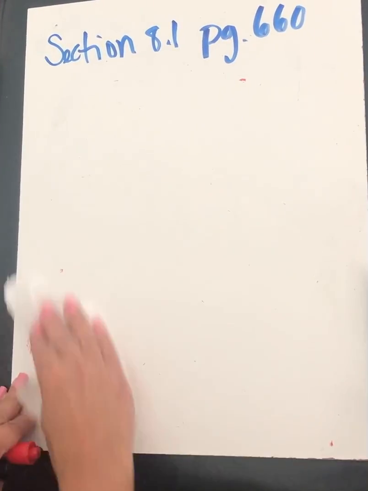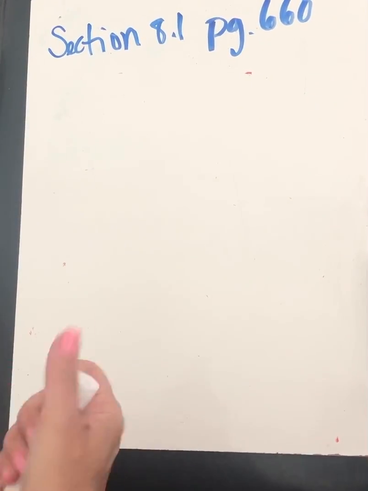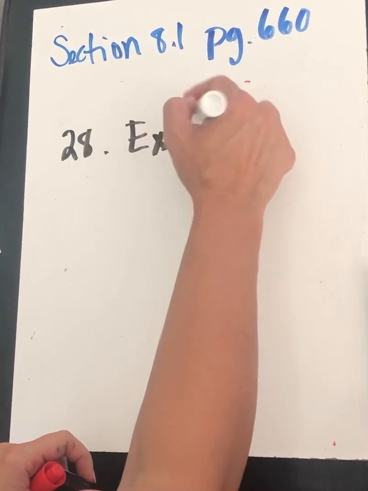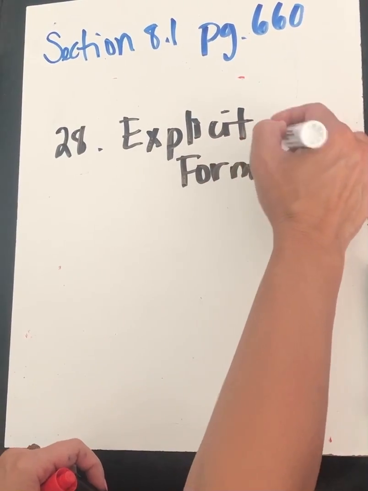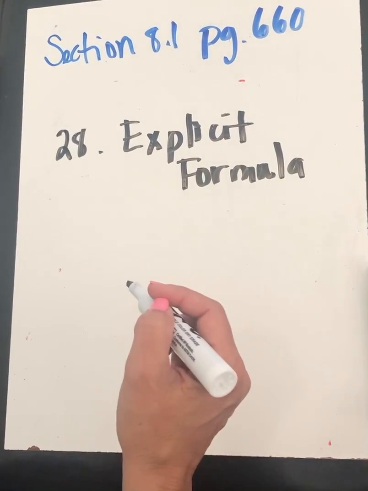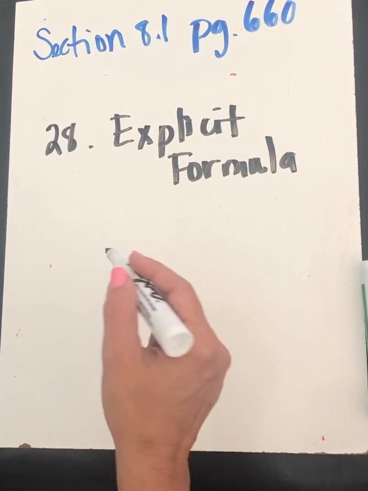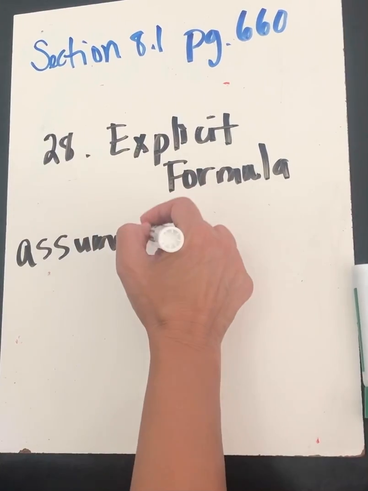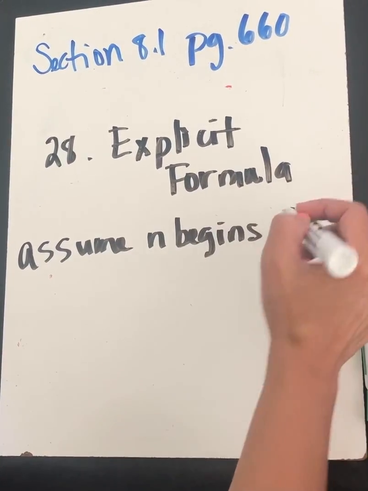general term. Okay, so on these, this is where we're going to write an explicit formula. Let's look at number 28. That's the kind of formula we're writing when they ask you to look at the terms and see what the pattern is basically. On these, we are going to assume that n begins with 1.